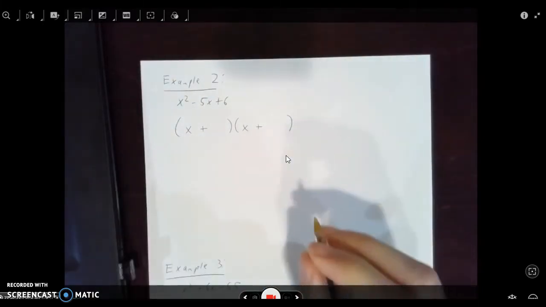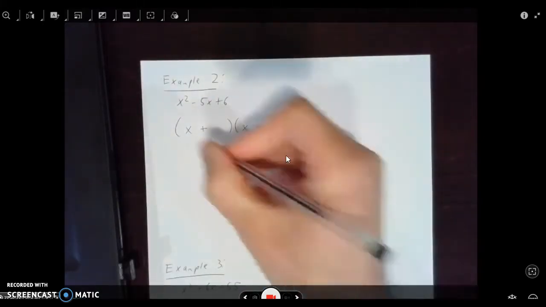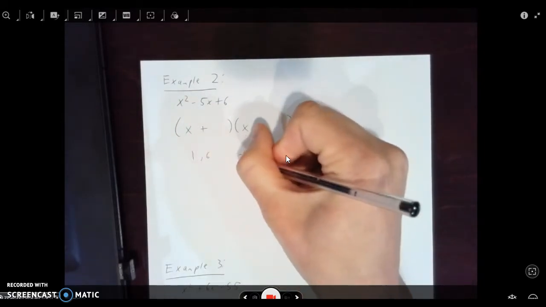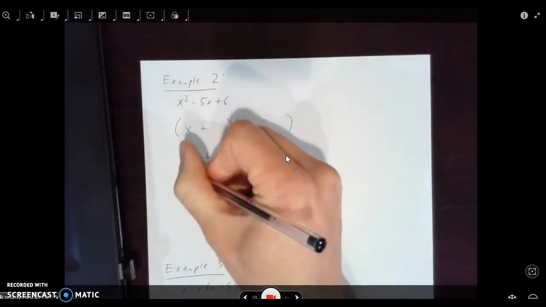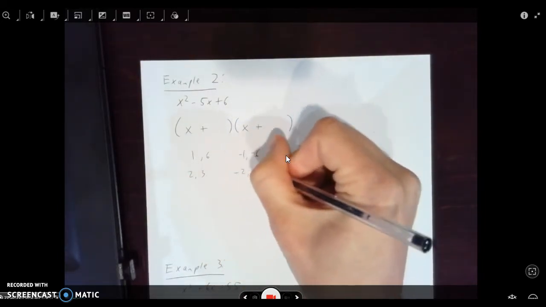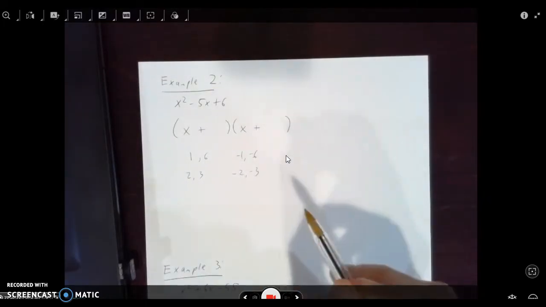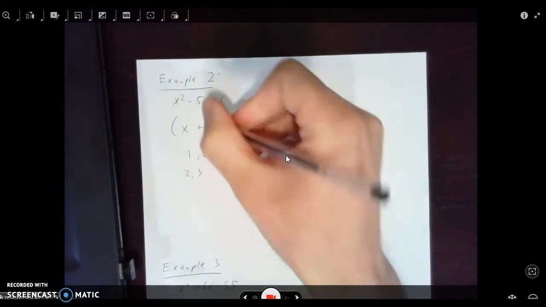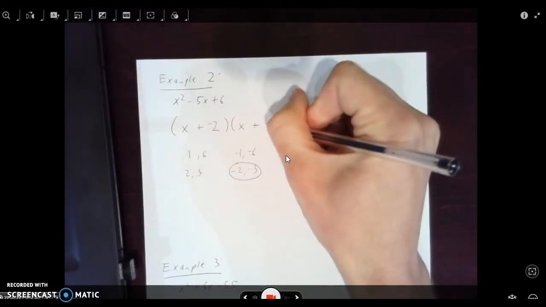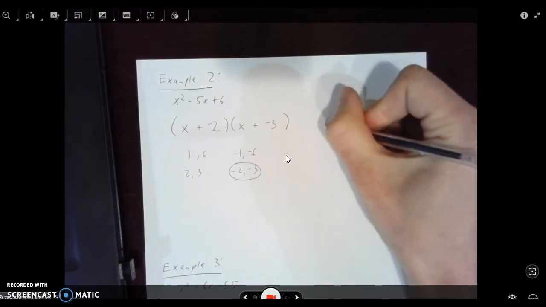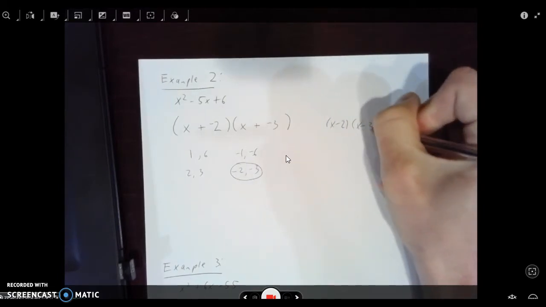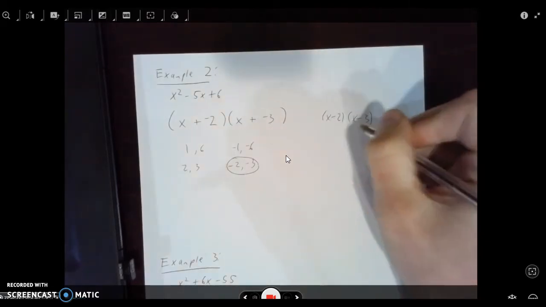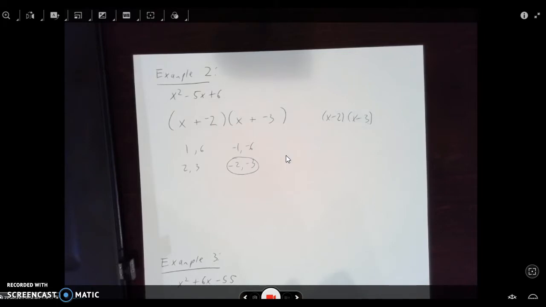We need 2 numbers that multiply to 6 and add to negative 5. Well, the ways to get 6, I can do 1 and 6, or their negative versions. I can do 2 and 3, or the negative versions. So these all multiply to 6, and I need to add to negative 5. So that's going to be these two. So this is x plus negative 2, x plus negative 3, which we'd probably write as x minus 2, x minus 3. And again, you could double check by redistributing or foiling to check your answer, but it's totally right.